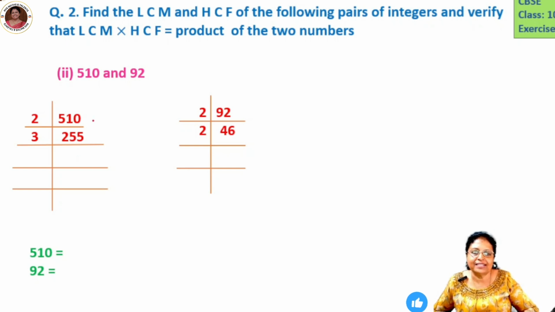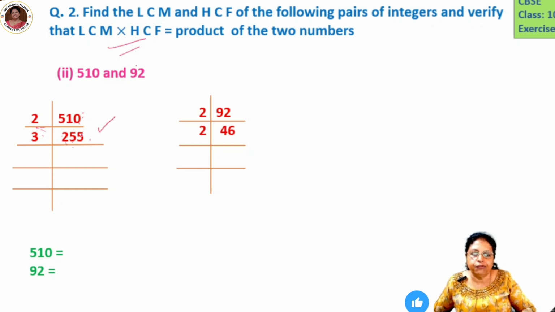Okay, start. 510 is divided by 2. First, we want to find the LCM and HCF. For that, what we have to do? We have to factorize it. So, 510 divided by 2, you will get 255. 2 fives are 10.